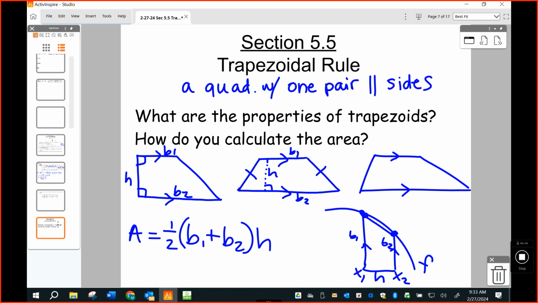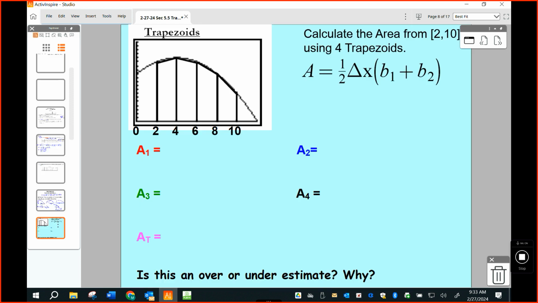Okay, you ready? All right, I would like you to please draw this curve. So draw this parabolic function. We don't really know what the x and y intercepts are. That's okay. Go ahead and draw this picture. We're going to approximate the area from 2 to 10 using 4 trapezoids. So 2, 10. What's my delta x? 10 minus 2 is 8, divided by 4 is 2. Yes, please draw the picture.